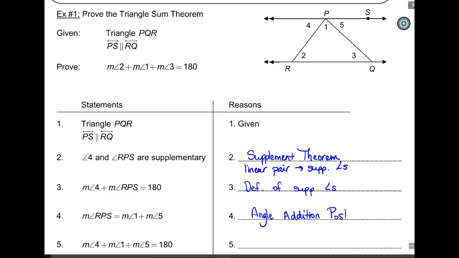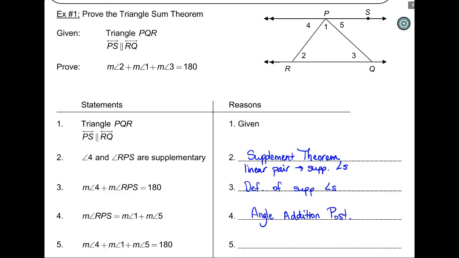Remember, what am I trying to do here? I'm trying to get angle 1 plus angle 2 plus angle 3 all equal to 180. So far, I know 4 plus these 2 have to equal 180. And I know this whole angle equals 1 plus 5. So I want to look at angle 3 and angle 5. What kind of angles are those? Look at 2 and 4. Alternate interior. So if we can get these 2 equal and these 2 equal, could we get all 3 of these to equal 180? You see how we're getting that?